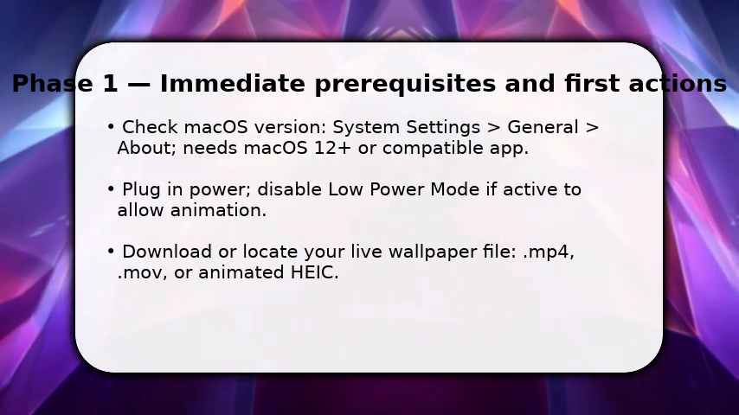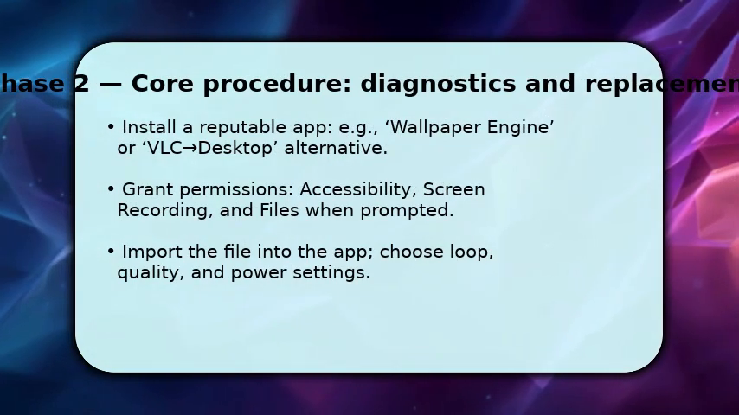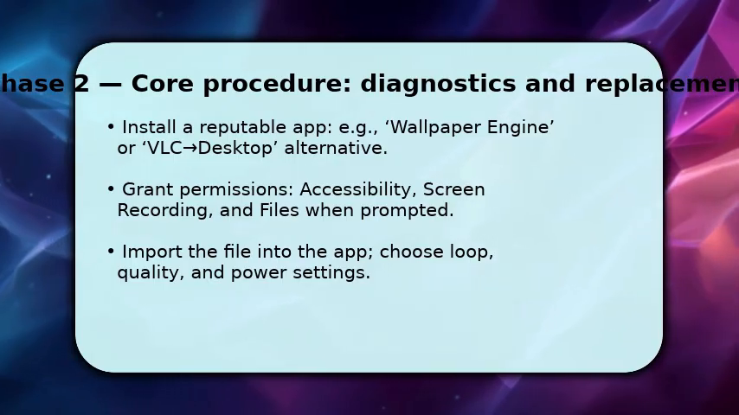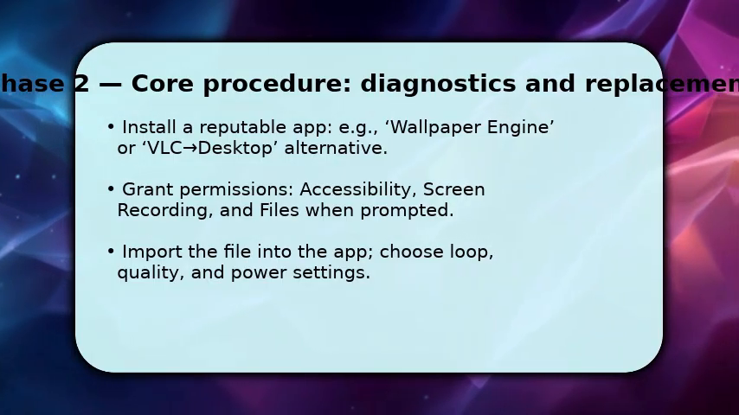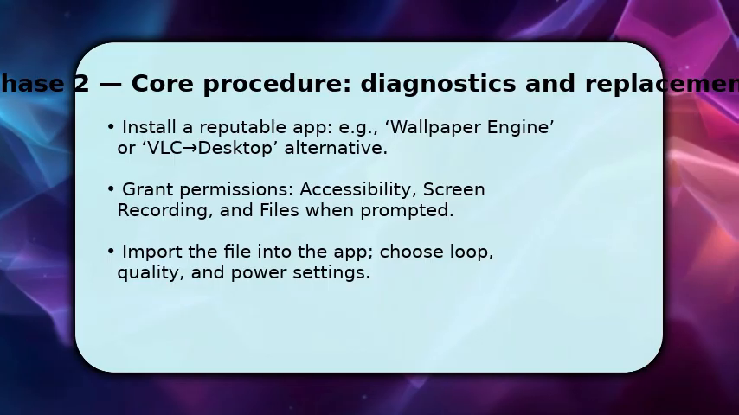You now install and configure the Wallpaper app. Pick a trusted app from the App Store or trusted source, then run its installer. When the app requests permissions, accessibility, screen recording, or files, grant them so it can set desktop output.